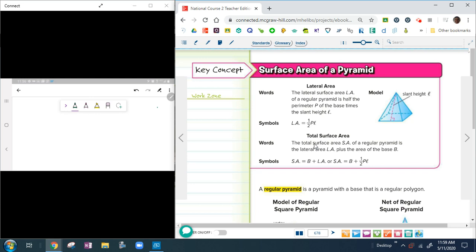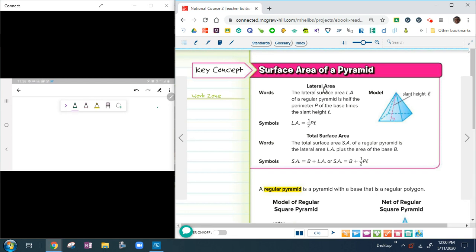Surface area of pyramids. We're on lesson 7 of chapter 8. This lesson is, I would say, a bit more challenging than the prisms lesson where we found surface area of prisms. One key part of this lesson is that we agree on some vocab. There's some new-ish vocab here about pyramids.